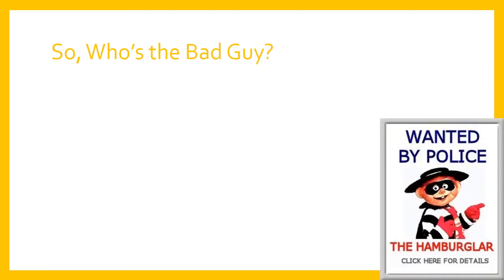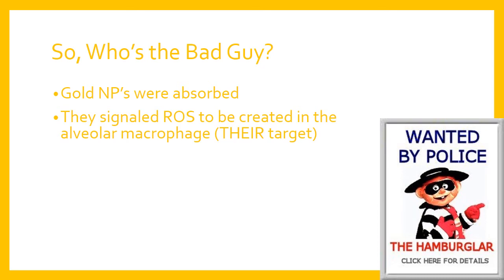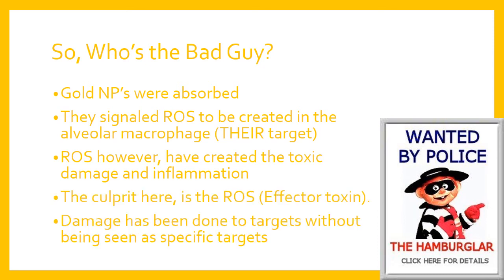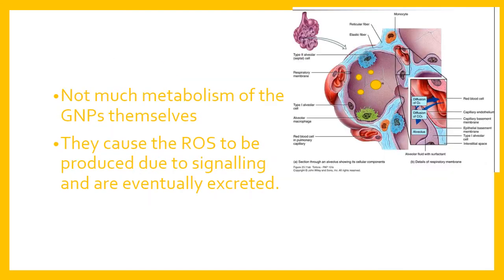So, have gold nanoparticles really caused much damage themselves? Gold nanoparticles were absorbed. After being absorbed, reactive oxygen species were created in natural defense as they would be for any other toxin affecting the lungs. The reactive oxygen species have produced the discussed toxic effects, and so they are considered the effector toxin of the study. They have caused damage all over the lung tissue without any specific target.